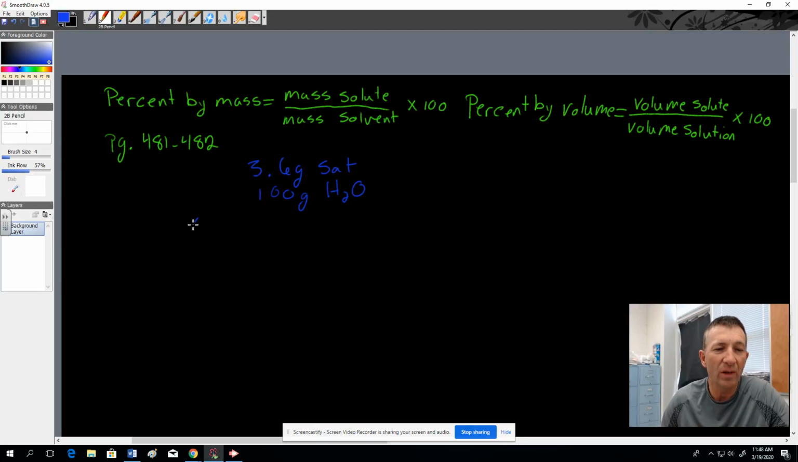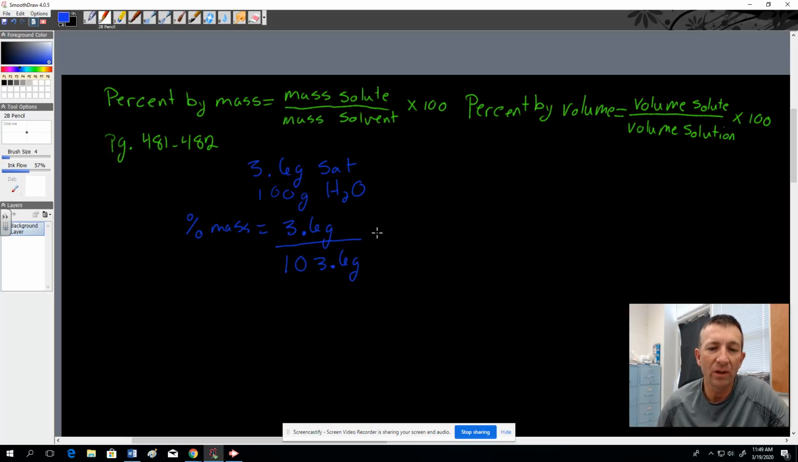So to do the percent by mass, we do the percent by mass equals the mass of the solute, which is 3.6 grams of our salt, divided by the mass of the solution. Now remember, the solution is the salt and the water, so we have to add those two together, 103.6 grams altogether, and then we're going to times that by 100. So 3.6 divided by 103.6 times 100 will give us our percent by mass, which equals 3.5%.